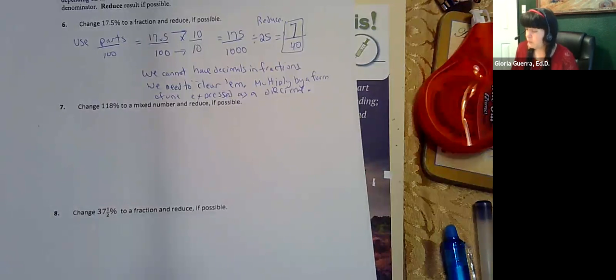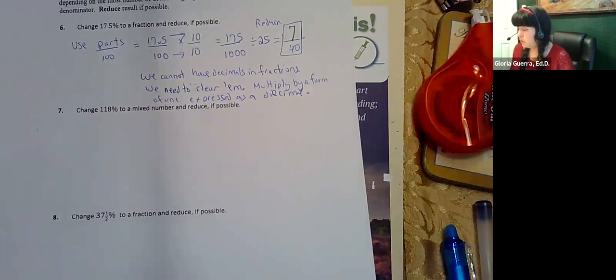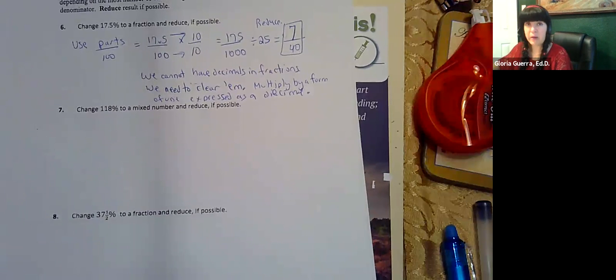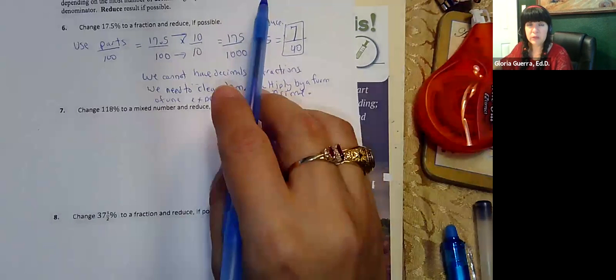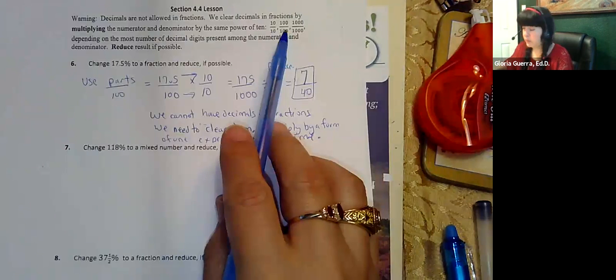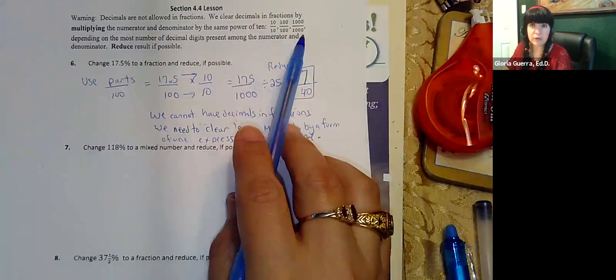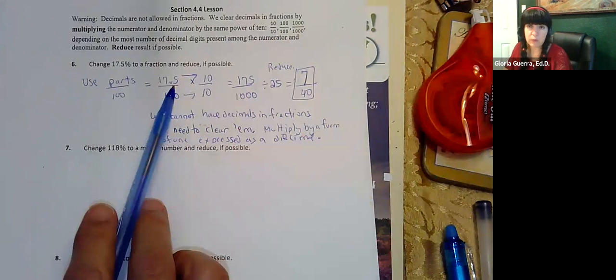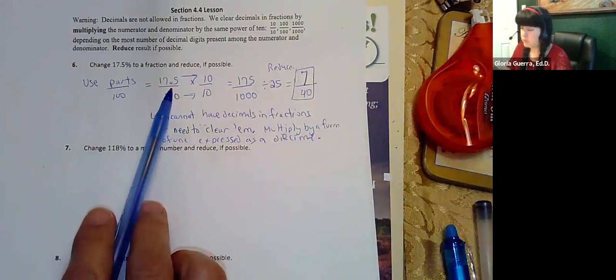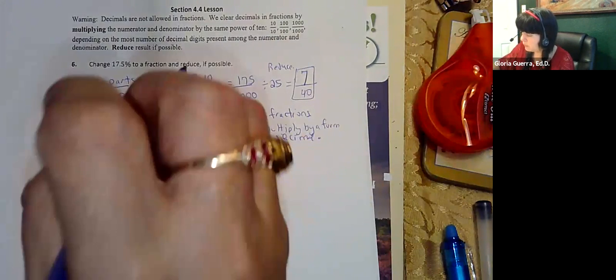So just remember that if you have those decimals, you have to clear them. So you can use these powers of 10 up here, 10 over 10, 100 over 100, or 1,000 over 1,000, depending on how many decimal place values you have. So we only have 17.5. So small.